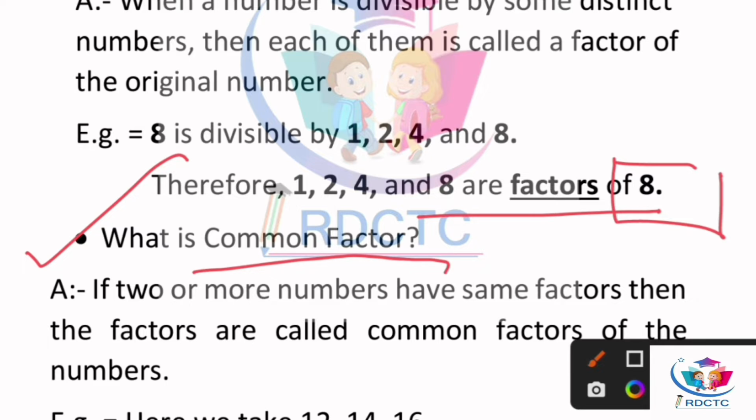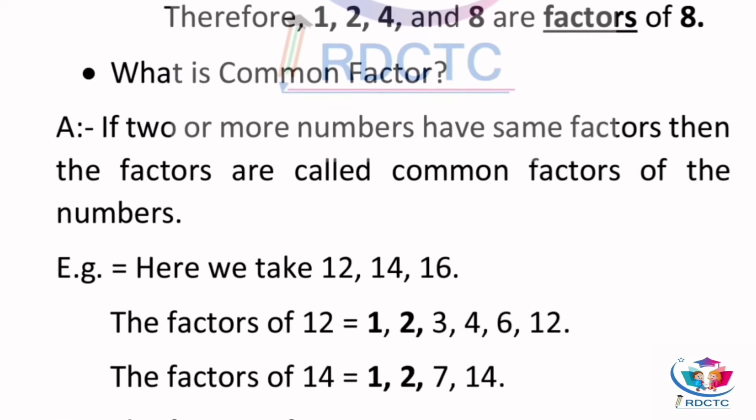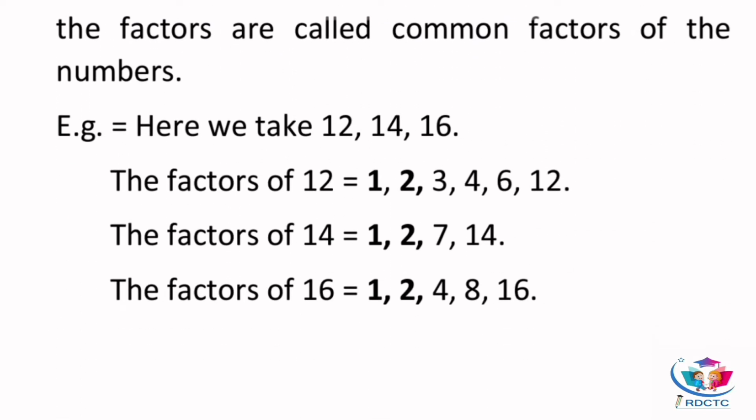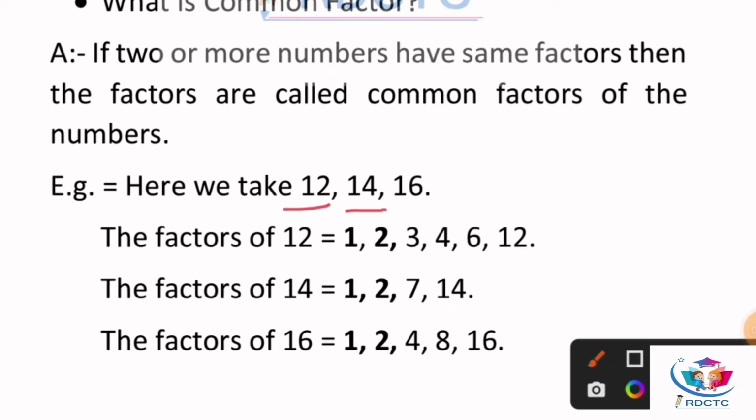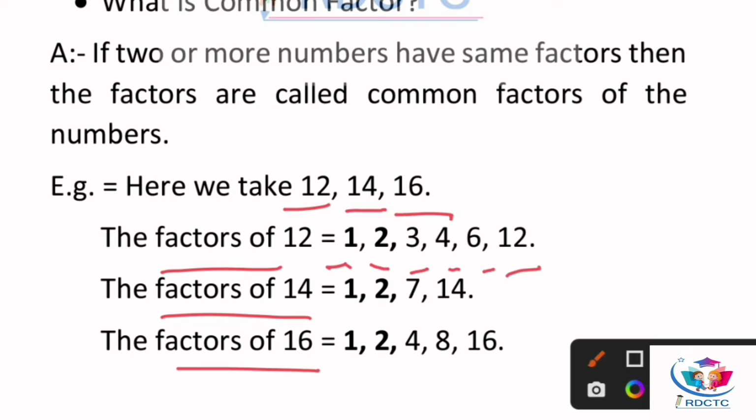Here, first I will explain the examples. Then we see the definition, and that helps you to understand the common factor. Okay. Here, we take 12, 16 and 14. Now we find out the factors of the numbers. The factors of 12 are 1, 2, 3, 4, 6 and 12. The factors of 14 are 1, 2, 7 and 14. The factors of 16 are 1, 2, 4, 8 and 16.